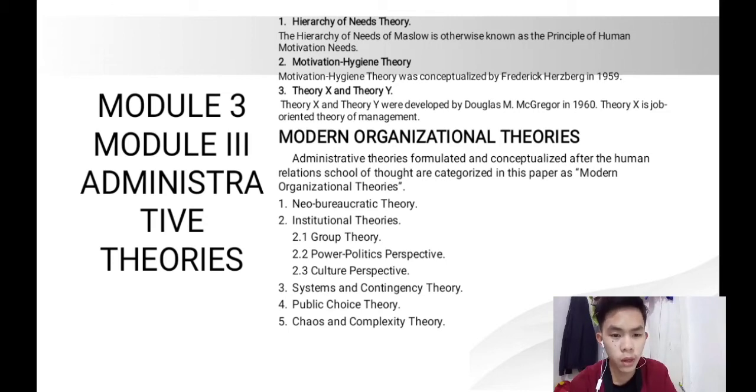These include the following. We have the neo-bureaucratic theory or decision-making theory. We also have the institutional theory, which includes the group theory, the power politics perspective, and the culture perspective. We also have the systems and contingency theory. We also have the public choice theory and chaos and complexity theory.